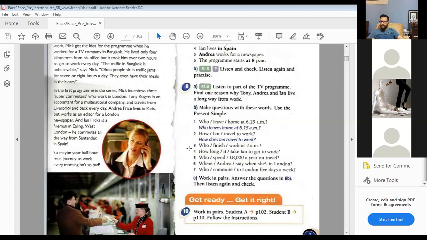Who finish work at 2 a.m.? Finishes work at 2 a.m. Very good, that's correct. Why did you use the S? Because it's present simple. Correct. It's present simple, but in questions we don't use S, right?